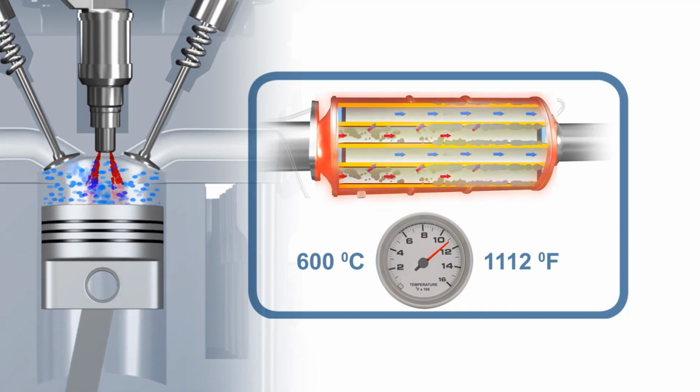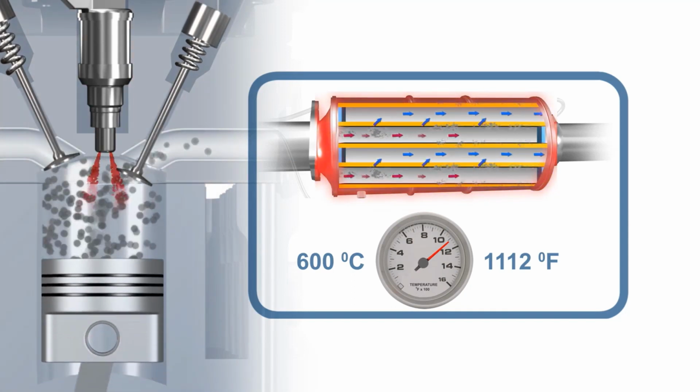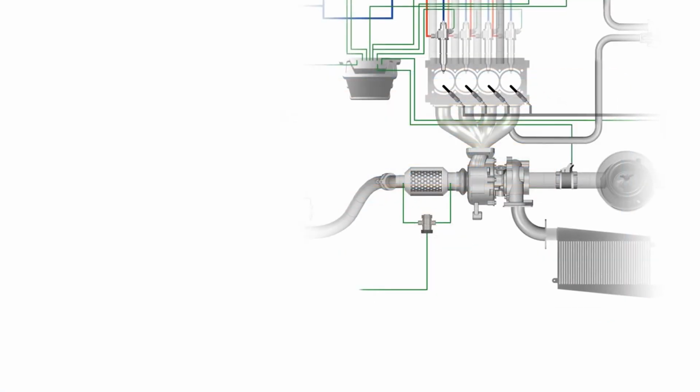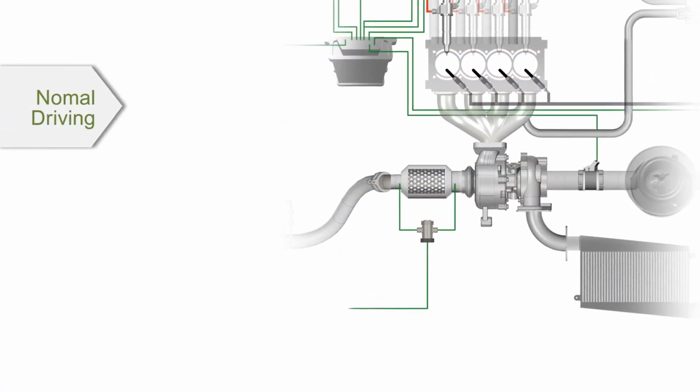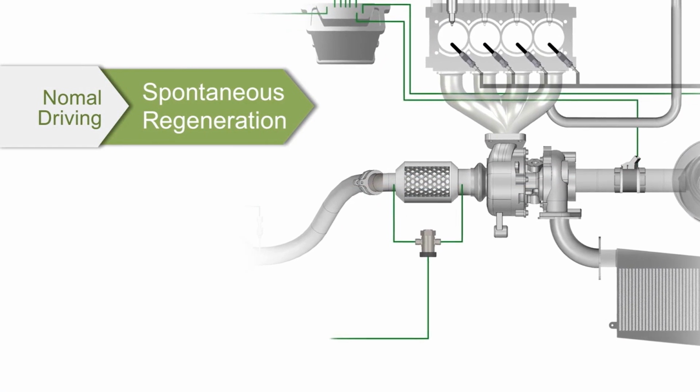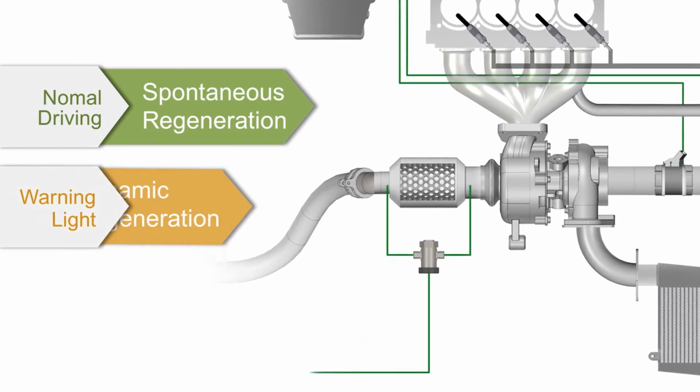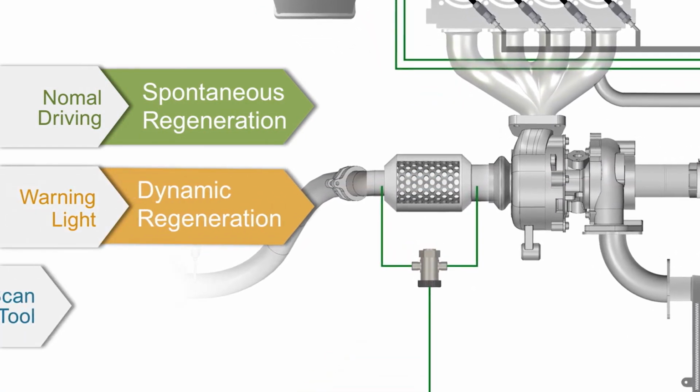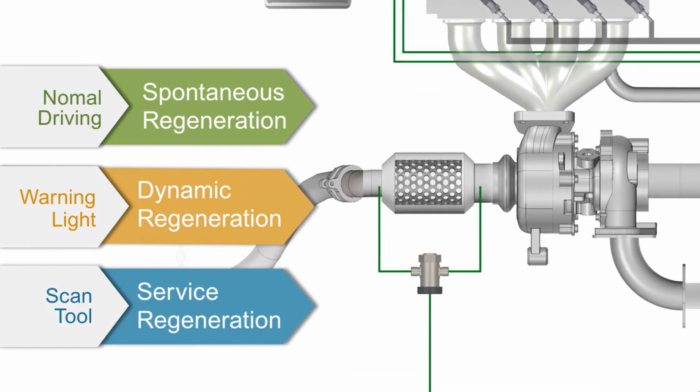Regeneration is controlled by the temperature of the exhaust gases within the DPF. This can be done under normal driving as a spontaneous regeneration, in response to a warning light as in dynamic regeneration, or via a scan tool known as service regeneration.